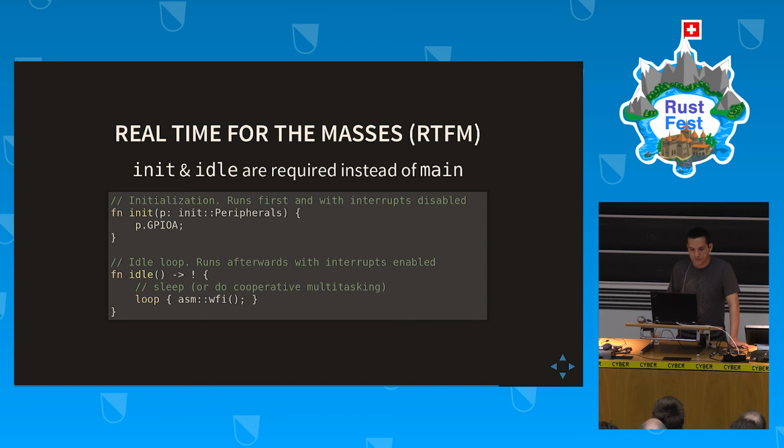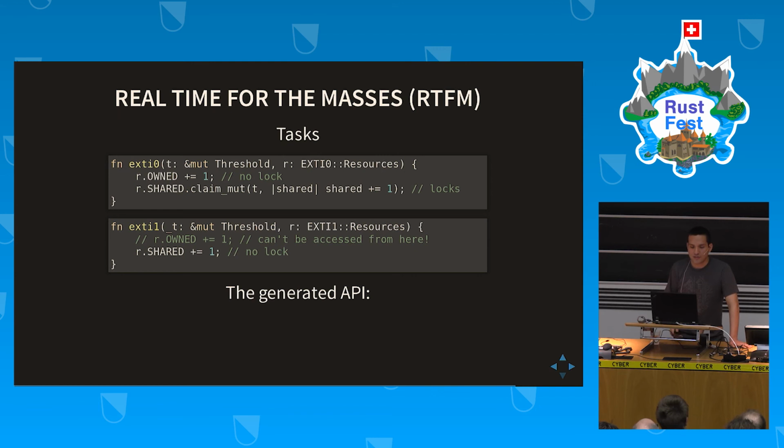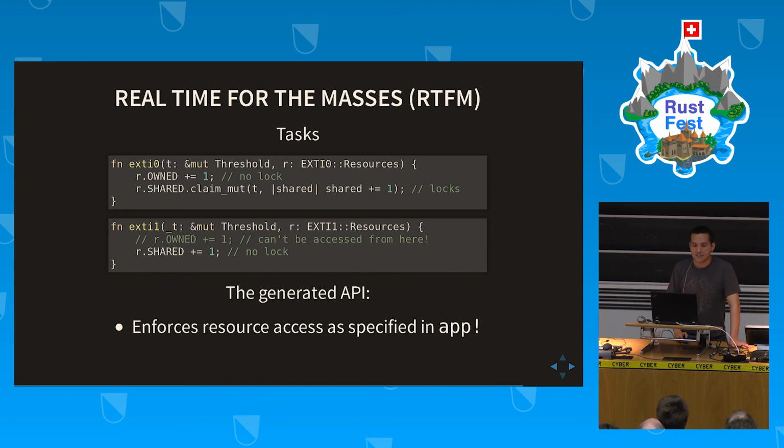And then the user can write tasks as normal Rust functions. And the signatures you see here are generated by the framework. This resources struct here is generated also by the framework and enforces the resource access as specified in the app macro. And the other thing it does is minimize locking operations. So in this case, we see that the second task cannot access the owning resource because in the specification, we said that this task doesn't have access to that resource. And it minimizes locking here. As you can see, the first task can access its own resource without any kind of lock. And the highest priority task, which is the second one, can access the shared resource without any locking. But the first task, which has lower priority, has to lock the resource to be able to access it.